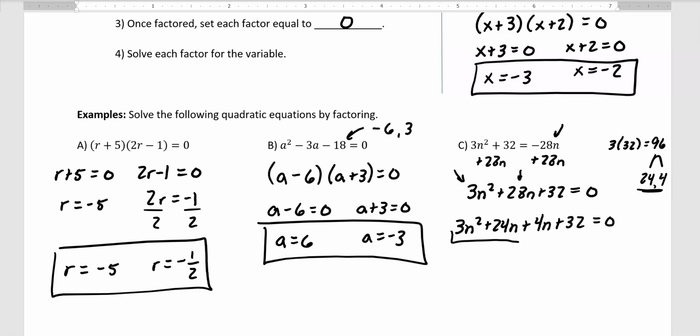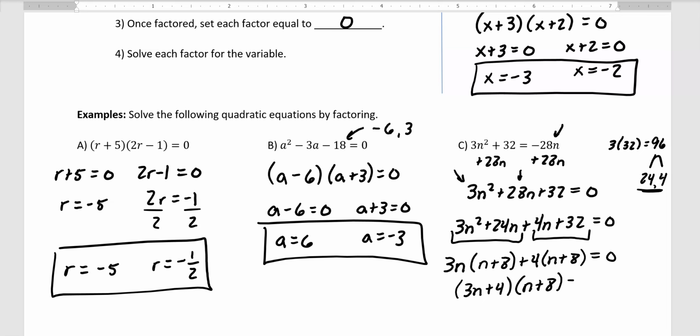And now we're going to factor this by grouping. Factor out 3n, I'm left with n plus 8. Factor out 4, I'm left with n plus 8. Combine our outside terms, and I get 3n plus 4 times n plus 8 equals 0. So there it is in factored form.